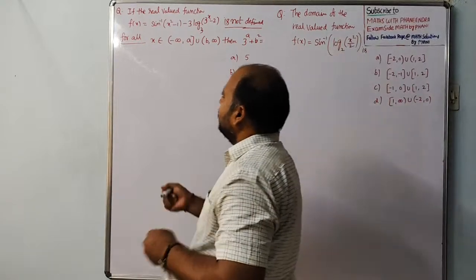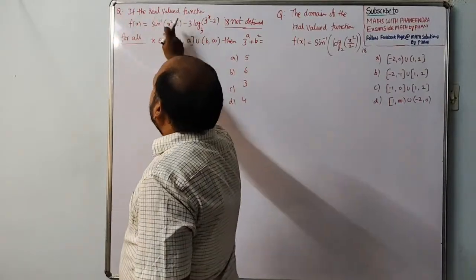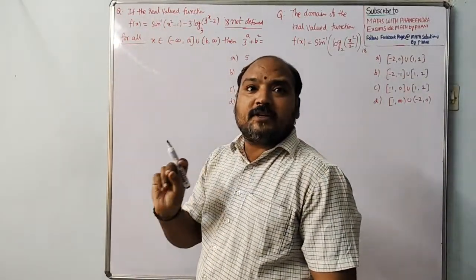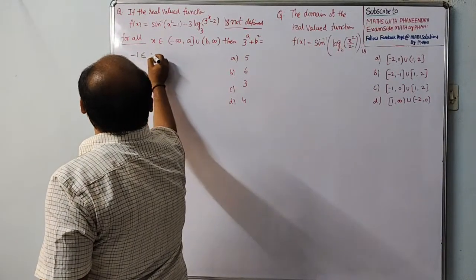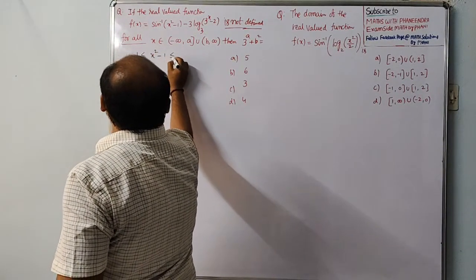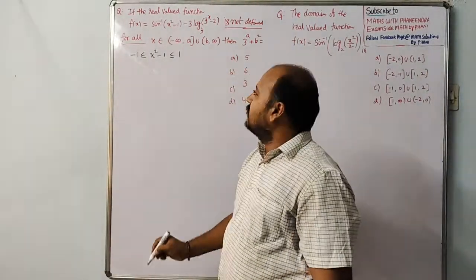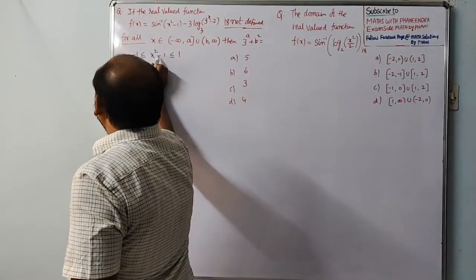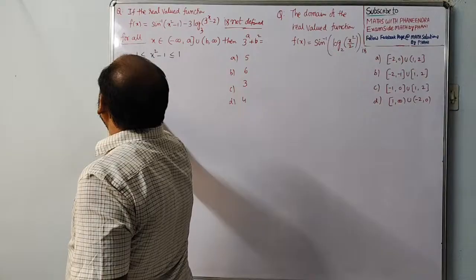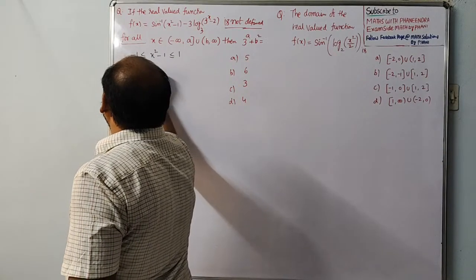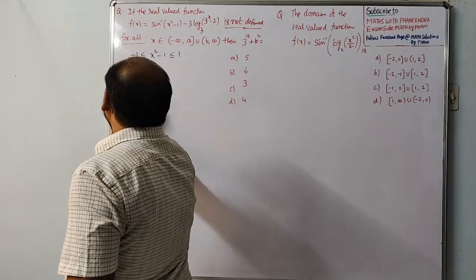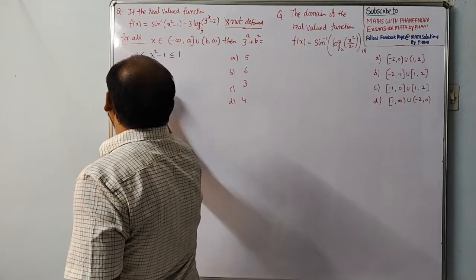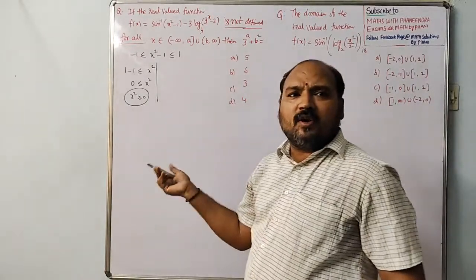Yeah, the next question here. Sine inverse of x square minus 1. Sine inverse x, x value lies between minus 1 and plus 1. Suppose if I take this one, minus 1 bring this side, 1 minus 1 is less than or equal to x square, 0 is less than or equal to x square. This is always possible. x square is always greater than or equal to 0.